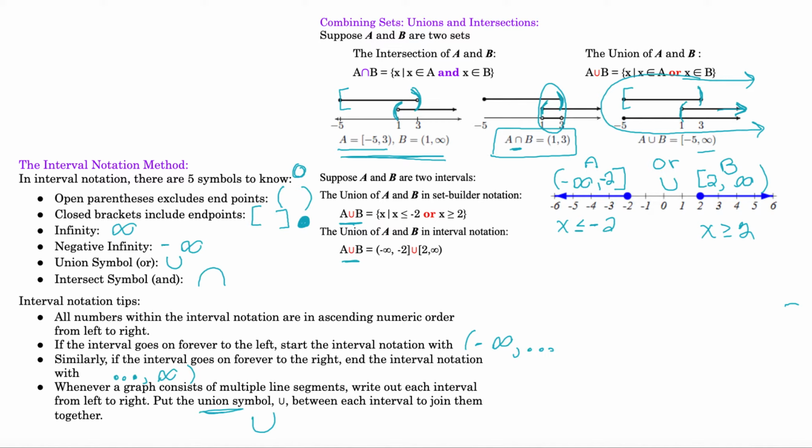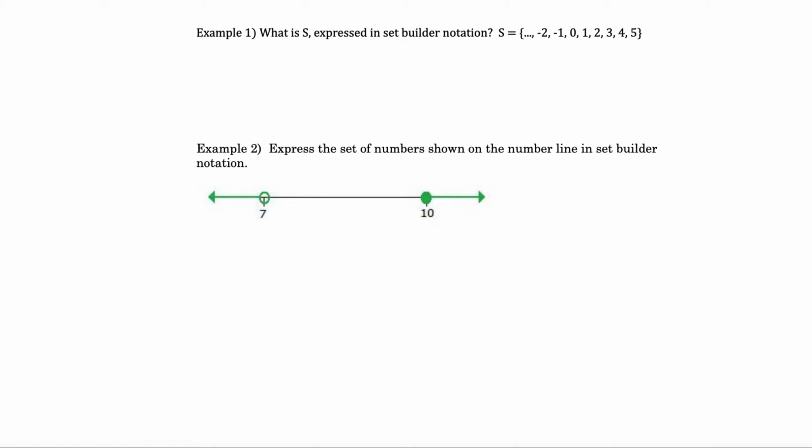So let's look at some examples to kind of put all of this together. What is the set S expressed in set builder notation? Set builder notation. So if I'm looking at this, I see that I have a bunch of different values over here on the left that are continuing forever and ever, but it goes to then -1, 0, 1, 2, 3, 4, 5. So 5 is the highest value that we have.